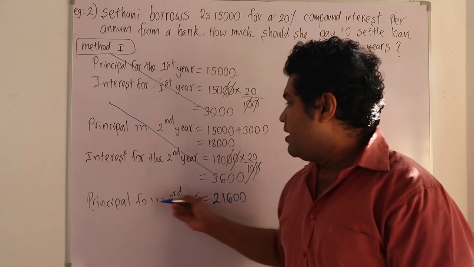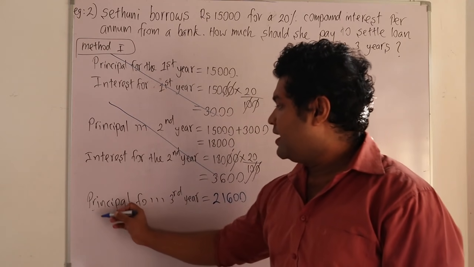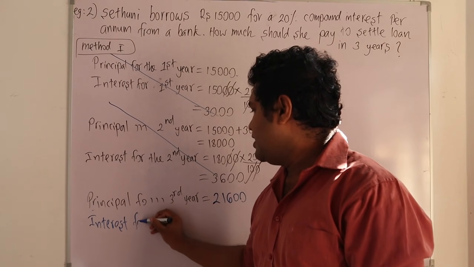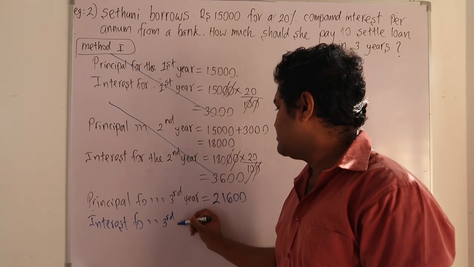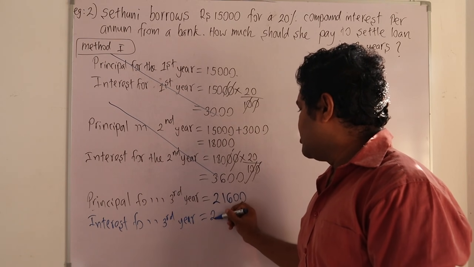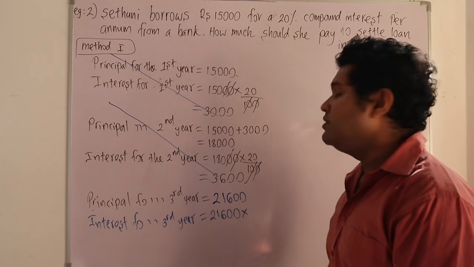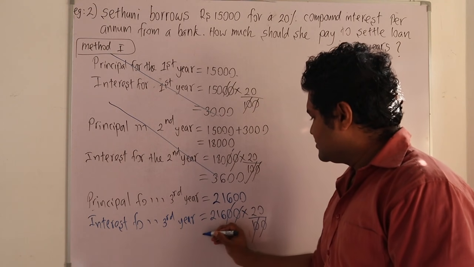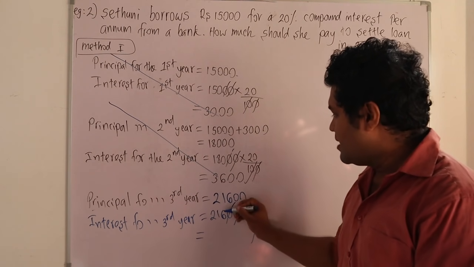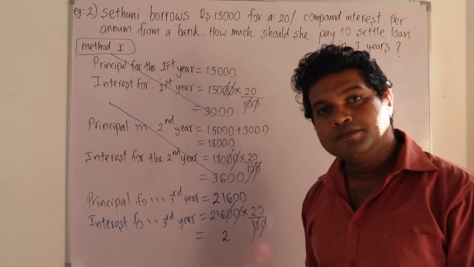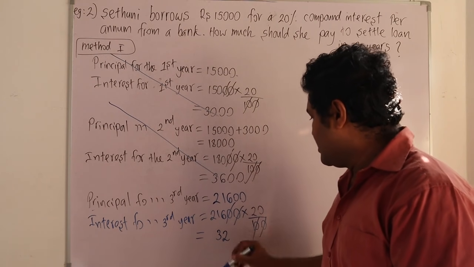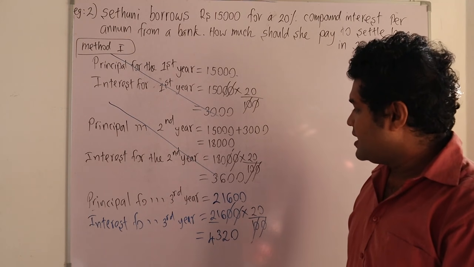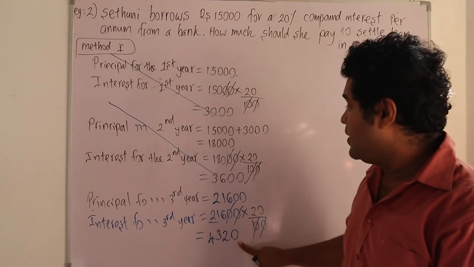Okay, now after the balance forward to the third year, we can write interest for the third year. 21,600 into 20 over 100. Now we can multiply. 2 times 6, 12, 2 times 1, 2 and that 1, 3. 2 times 2, 4 and there's a 0. The interest has increased to 4,320.